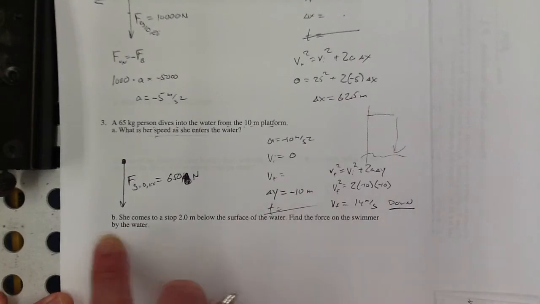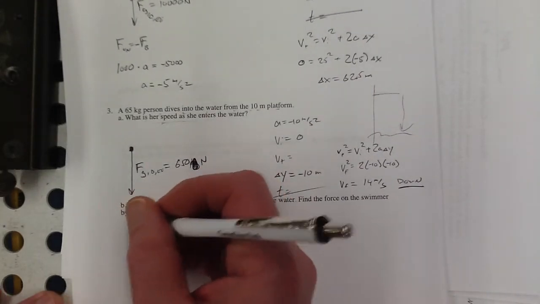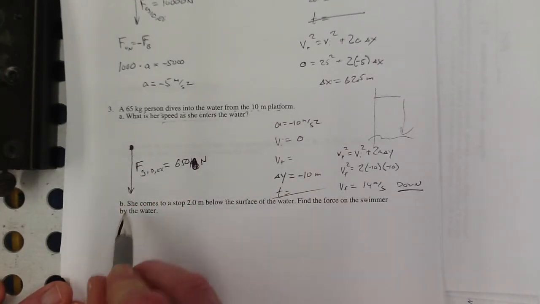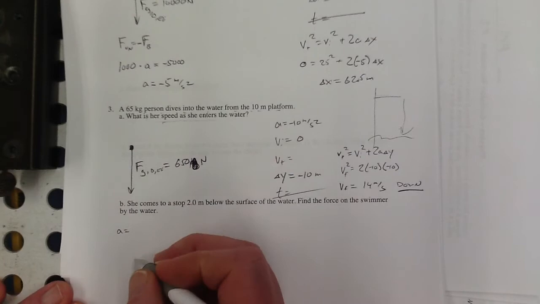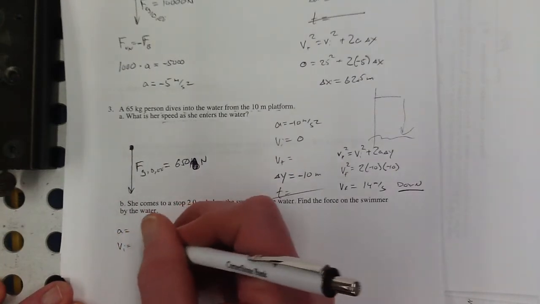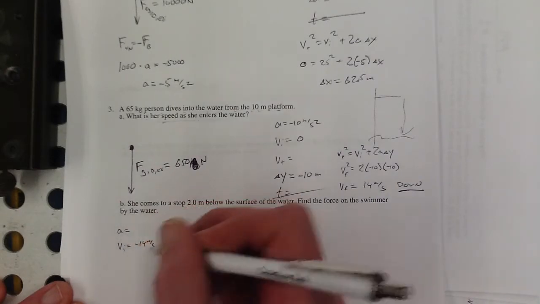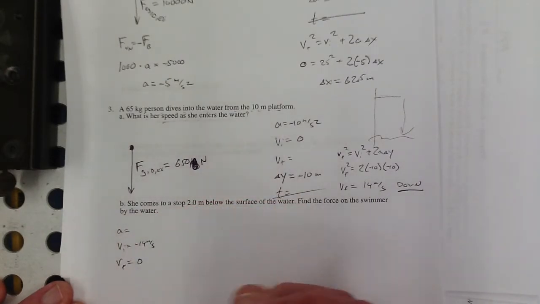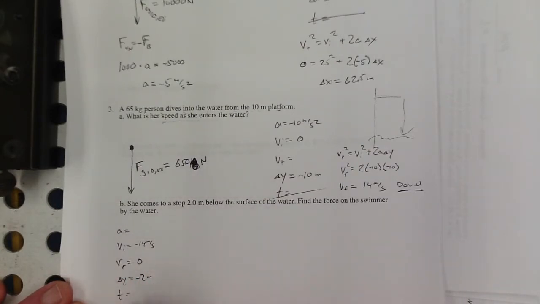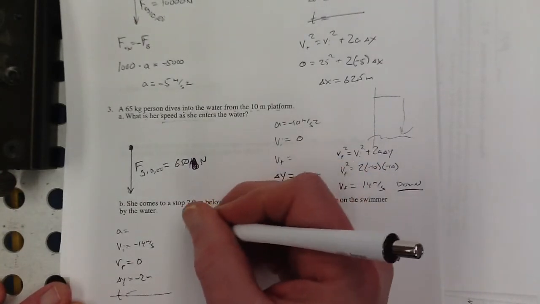Now, she comes to a stop 2 meters below the surface of the water. Find the force on the swimmer by the water. So this time we're going to have to start with finding her acceleration, and then we're going to have to work back to the forces. So her acceleration, now her initial velocity is negative 14 meters per second. Her final velocity will be 0, and she's still going down, so negative 2 meters. And the time, I'm going to put it in the list, but that's the thing that I don't care about. Again, same equation.